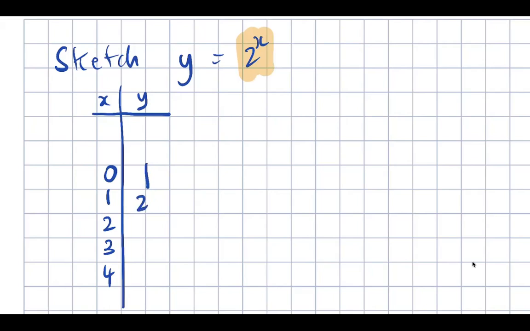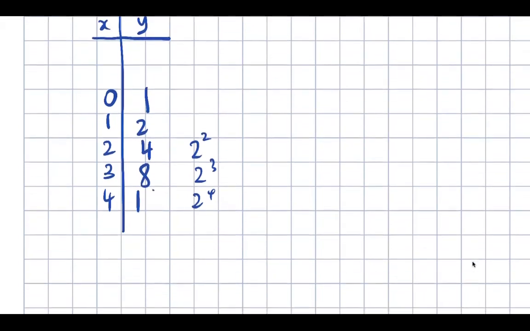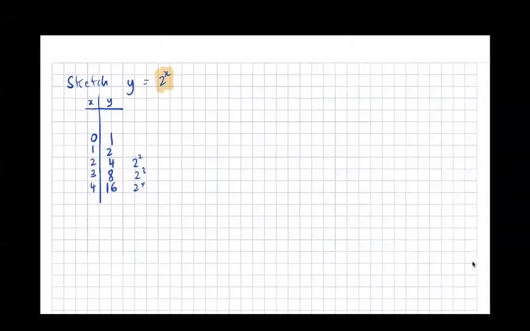2 to the power of 2 is 4, right? So we've got 2 to the power of 2. Here we do 2 to the power of 3, 2 to the power of 4. And we're actually just doubling. So 2 to the power of 3 is 8. You can do that on your calculator, or if you happen to know your powers of 2, which you should, you can just fill those in. So we get 1, 2, 4, 8, and 16. Nice.